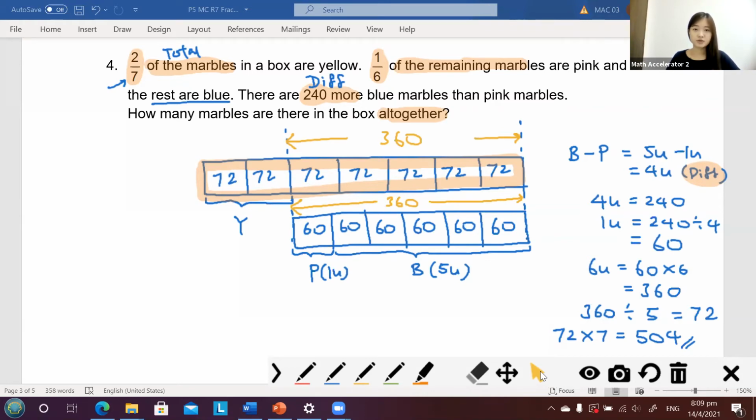Okay, so take some time, look through it. Okay, you should understand it with the model. Okay, any other questions?